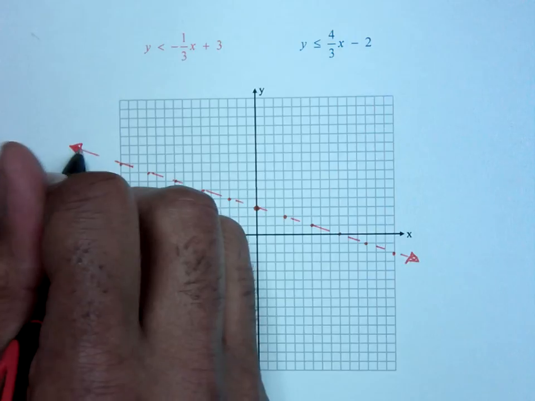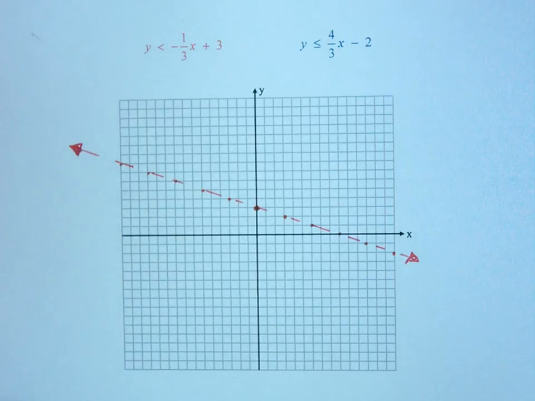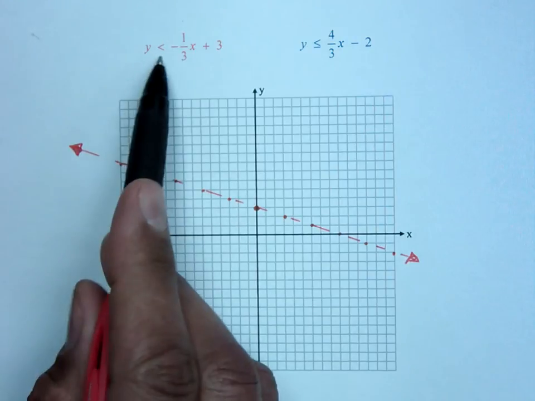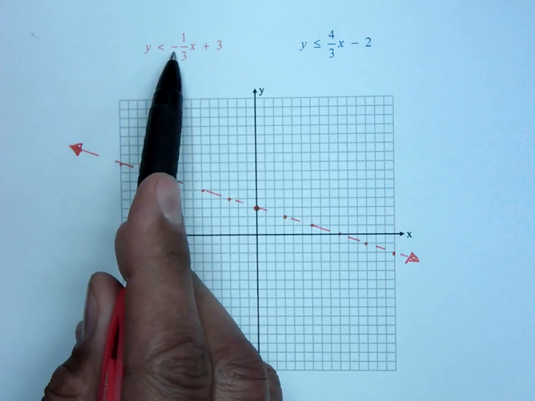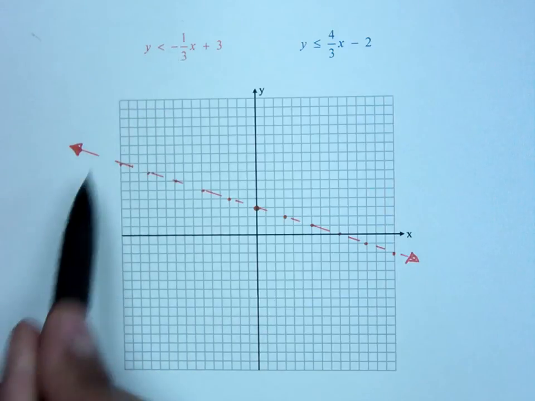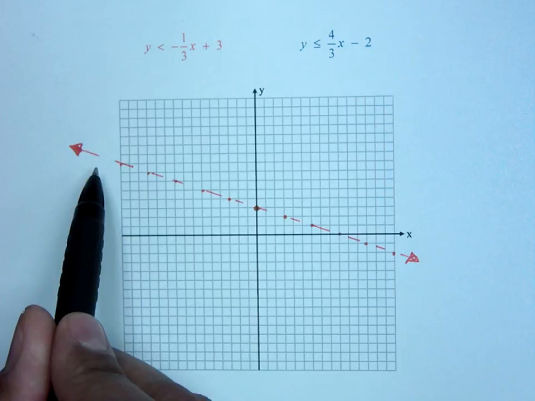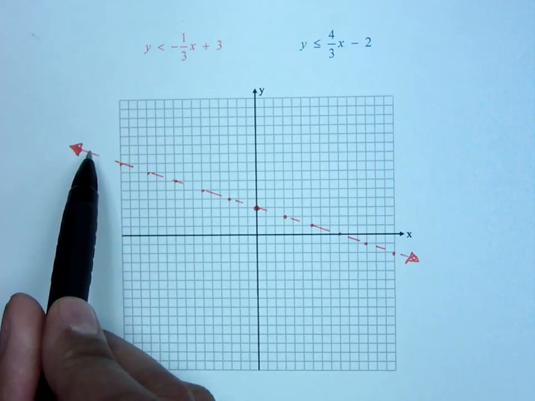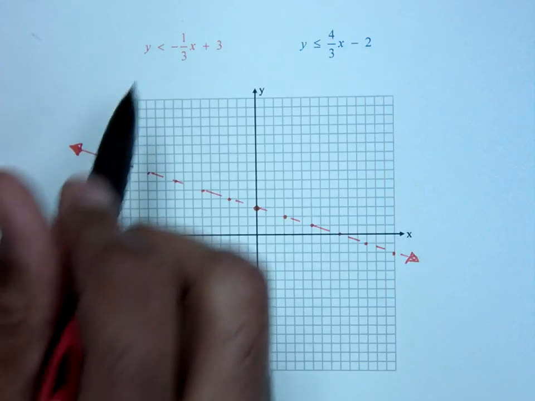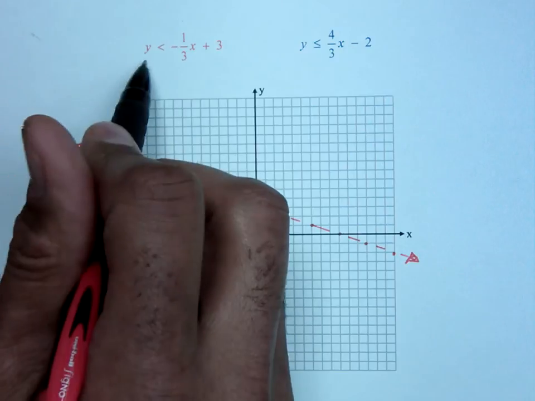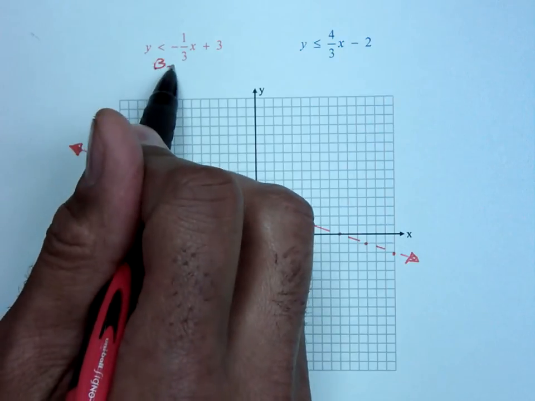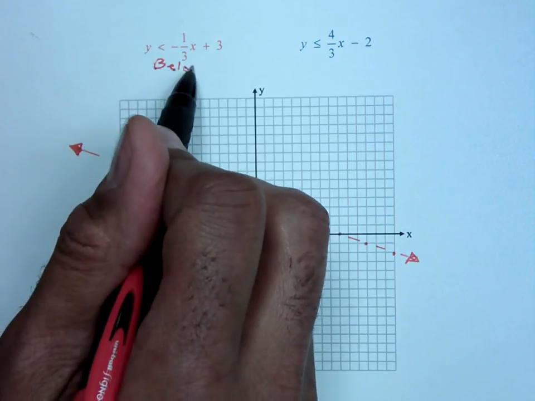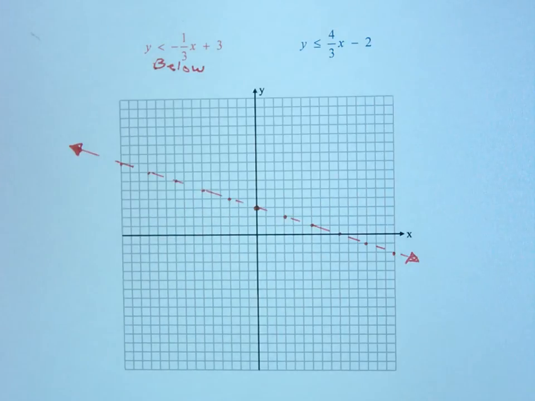Now, I'm not going to shade this yet, but I'm going to write a word on here. This says that y is less than this line. So when we do shade it, we're going to shade below this red line. I'm going to write the word below here in red.